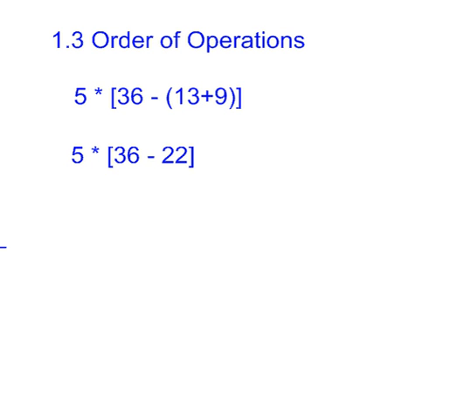5 times bracket 36 minus 22, or parentheses, however you want to think of it. Order of operations from left to right, we have to do what is inside these brackets or parentheses. So we've got 36 minus 22, which is going to be 14. So we can rewrite the problem as 5 times 14, and 5 times 14 is 70.